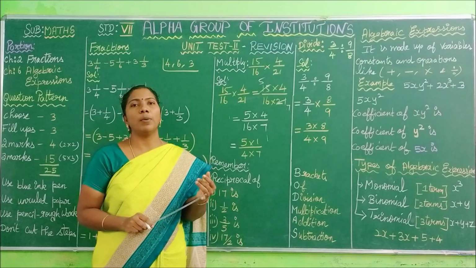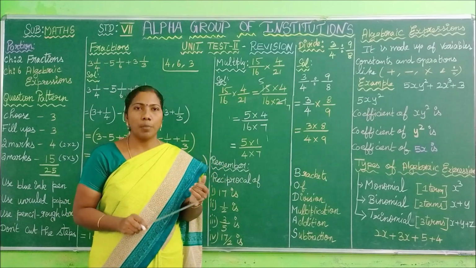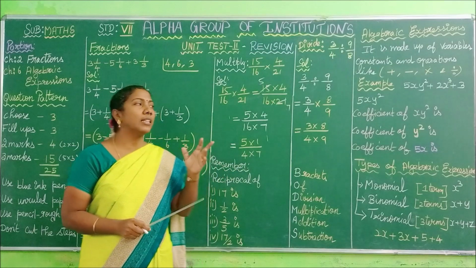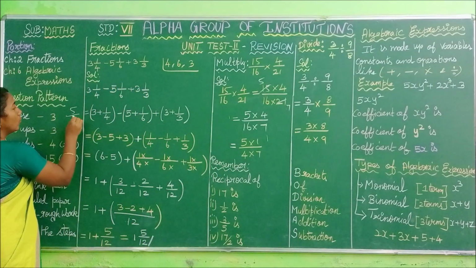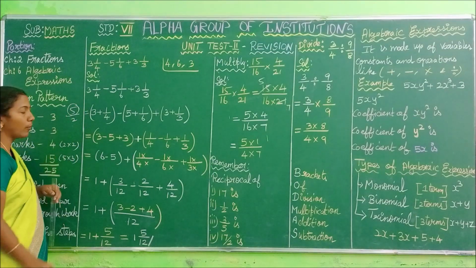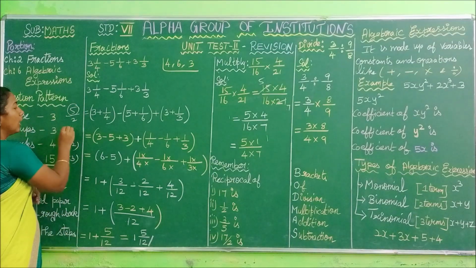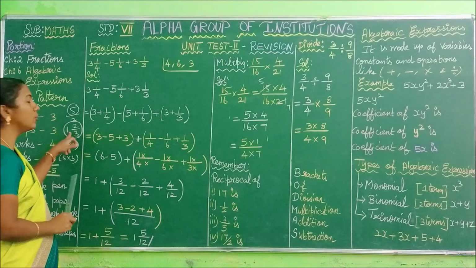What is meant by proper fraction? If the numerator is less than the denominator, it is said to be proper. If the numerator is bigger than the denominator, like 5 by 2, it is an improper fraction. And what is a mixed fraction? A whole number along with a proper fraction is said to be a mixed fraction. These are the things you know already.